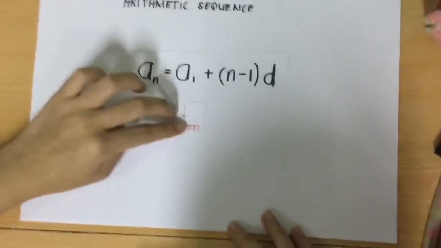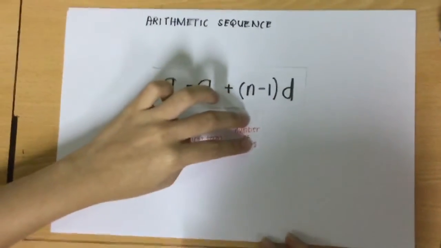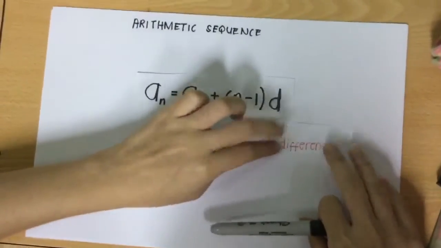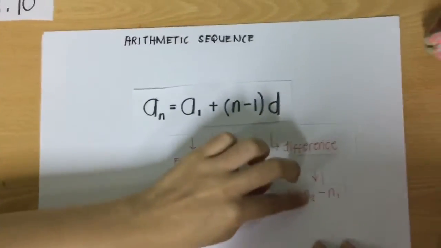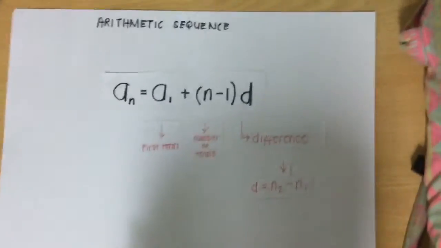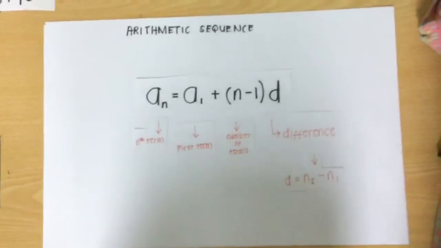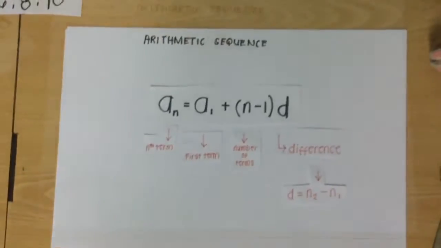a1 means the first term. n means the number of terms. d means difference, which is always equal to n2 minus n1. And an means the nth term. So our formula is an is equal to a1 plus quantity n minus 1 quantity d.